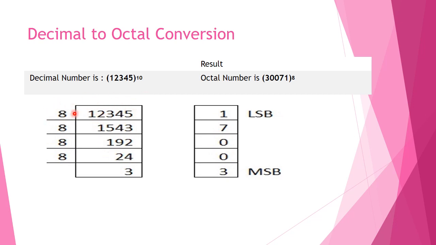Which number? 8. So now when you divide, you will get the remainders. You will note down the remainders over here, and the first one is what? LSB, that is the least significant bit. And then the last one is the MSB, that is the most significant bit.